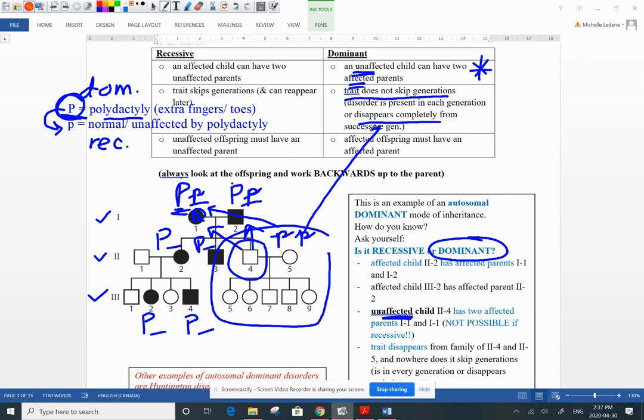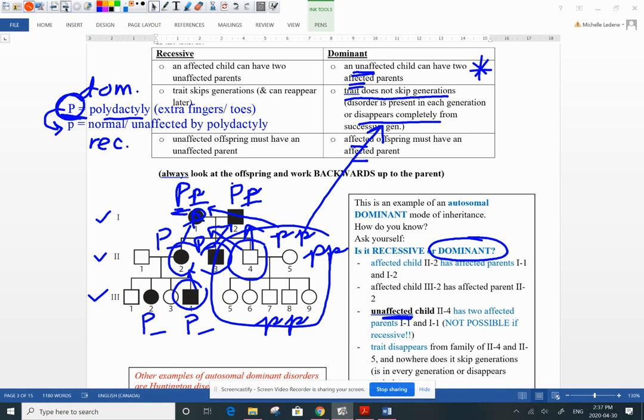Here, it disappears entirely from this family. Everybody now has little p, little p. Not a single person has the big P allele, so not a single person has that polydactyly. Another thing you're going to notice is that if you have a child who's affected, shaded in, they have to have at least one affected parent. So 2-2 here and also 2-3, each of them has a parent who is affected. Here, 3-4, they have at least one affected shaded in parent. So this is an example of a dominant trait.